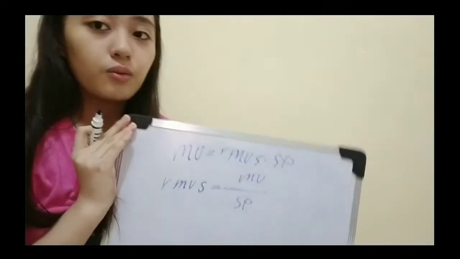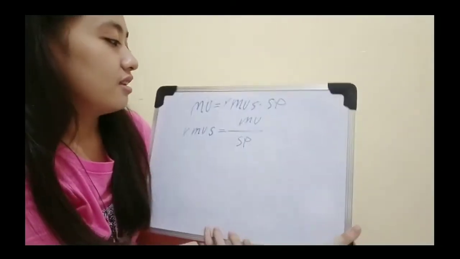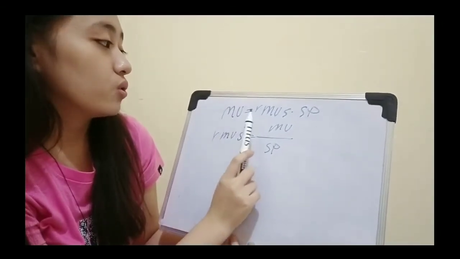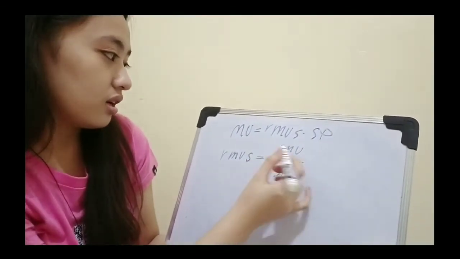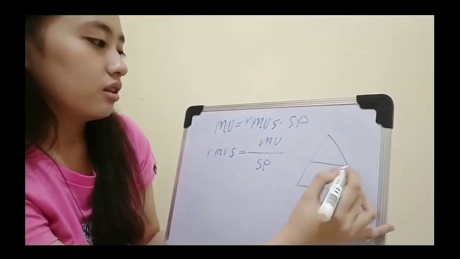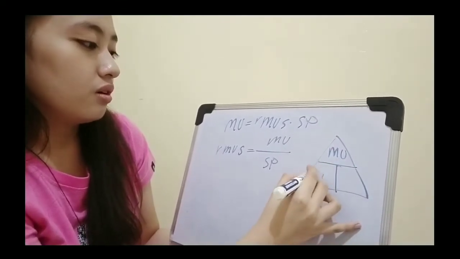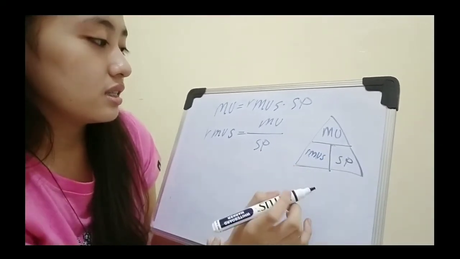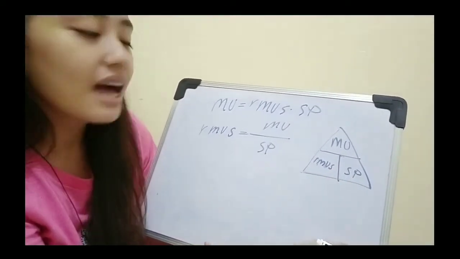So, since nahanap na natin ang markup, pwede na natin ngayon mahanap ang rate of markup. So, ito na. Nag-derive na lang ulit ako ng formula. So, yung markup is equal to rate of markup times selling price, ginawa na lang natin since if we make a triangle where markup is on the top, RM, SP, or rate of markup. And since ito yung hinahanap natin, then markup divided by selling price ang gagawin natin.